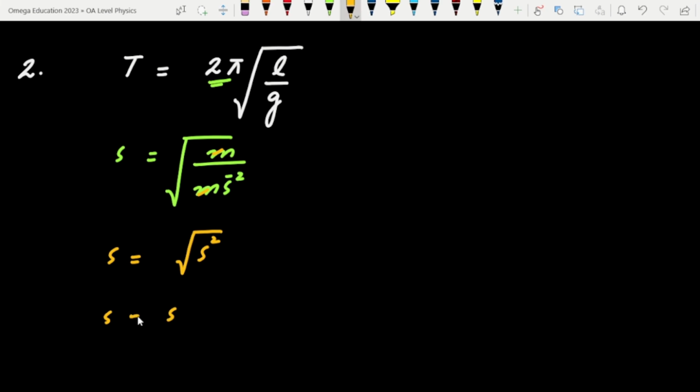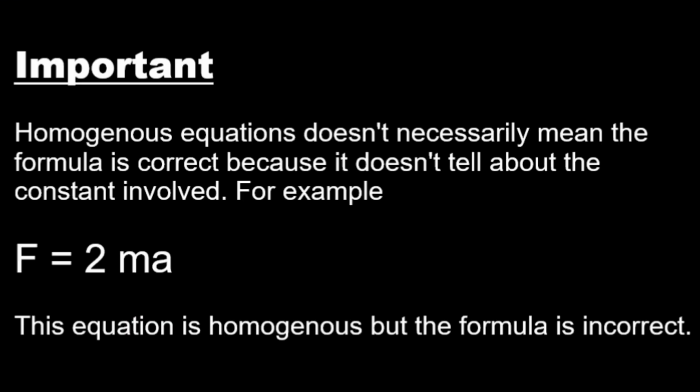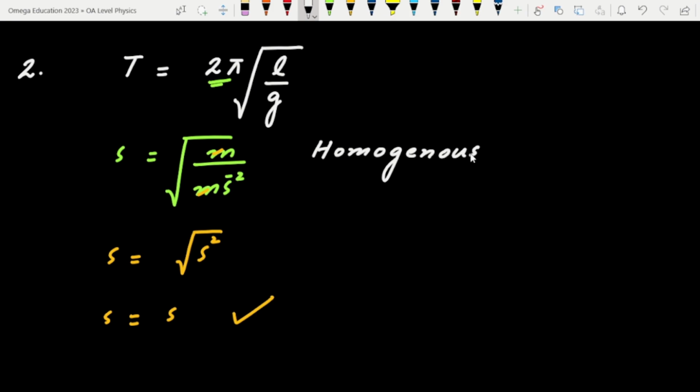Now for this equation, the units on the left side were seconds and the units on the right side are also seconds. So you can safely say that yes, this is a homogeneous equation because the units on both sides of the equation are same. So this is how we can check homogeneity of an equation. Another example.